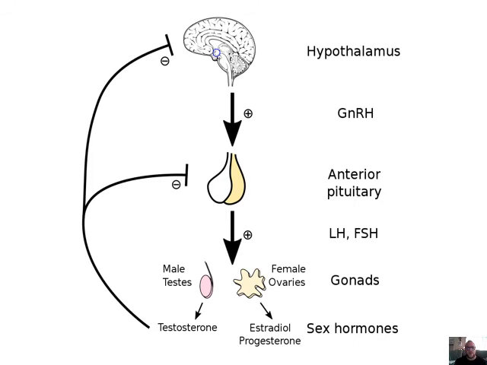So the hypothalamus releases GnRH, which releases gonadal hormones. This positively stimulates the anterior pituitary gland. The anterior pituitary gland, or the pituitary gland or hypophysis, then releases luteinizing hormone or follicle stimulating hormone.